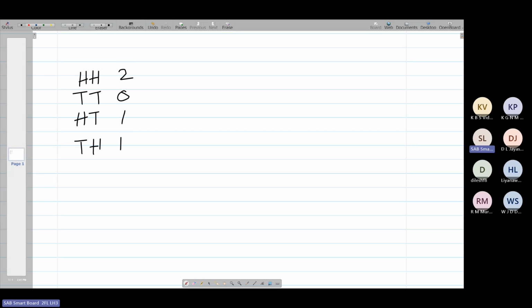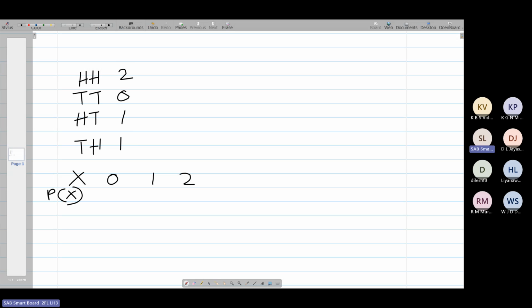Then what are the values we can assign to this random variable? 0, 1 and 2. Understood? Then X is the random variable, and we can assign 0, 1, 2. It's clear? Then we can identify the probability.